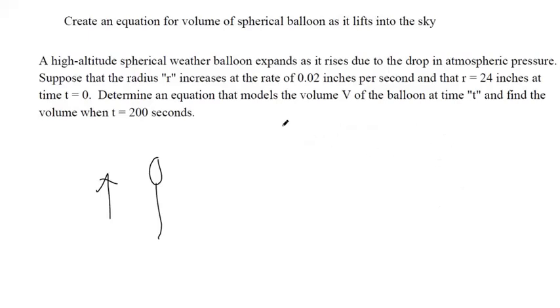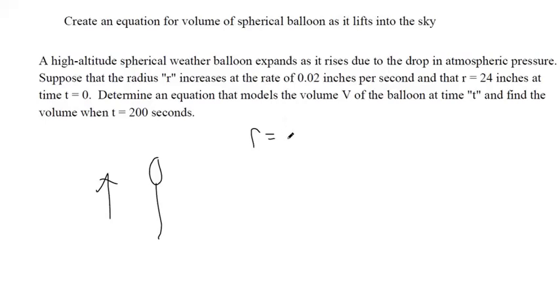So they say that suppose that the radius increases at a rate of 0.02 inches per second and that r equals 24 inches at time t equals 0. Determine an equation that models the volume after time t and find the volume when t equals 200 seconds. Okay, so they said the radius is going to be increasing at a rate of 0.02 inches per second.